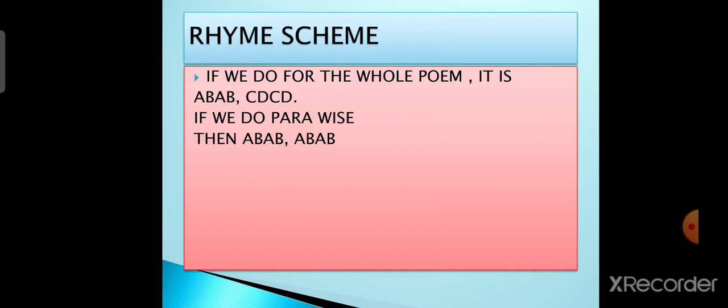In paper, some students are cramming that sir has told second paragraph CD. So in paper, if the second paragraph is coming, blindly they will write CD. No, in paper, whatever paragraph you will get, you will start with AB. Rhyming scheme is nothing but just to give the same sound the same letter. That's all.